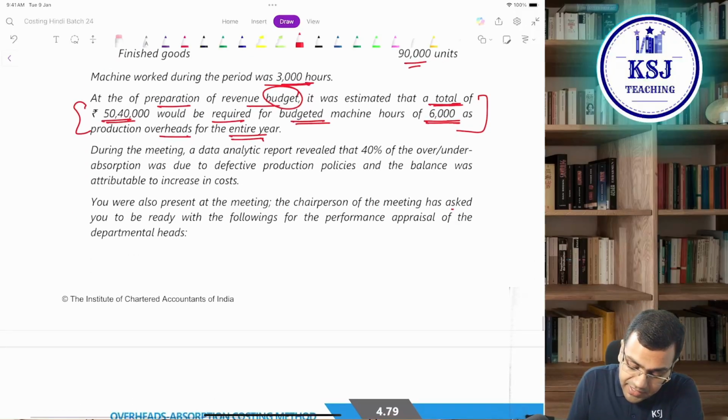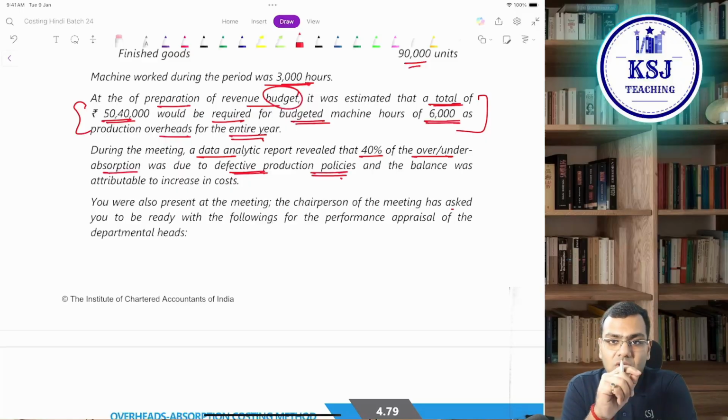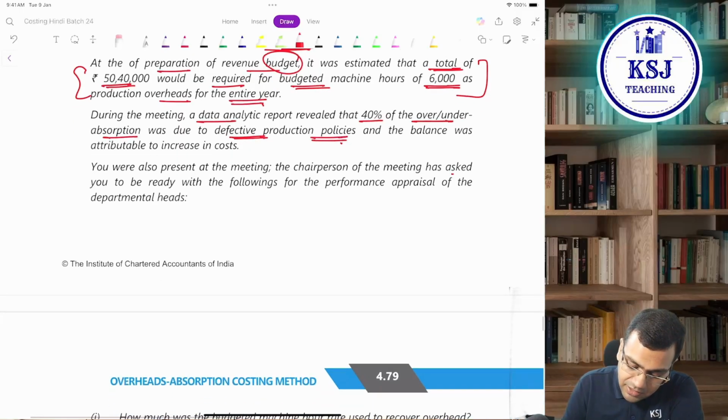During the meeting, a data analytic report revealed that 40% of the over or under absorption was due to defective production policies. So is this a normal reason or an abnormal reason? Sir, this is an abnormal cost. Whatever will be the under or over absorption, 40% is your abnormal reason. And abnormal reason means that part of the cost should go where? The abnormal cost will always go to costing profit and loss account, right? And the balance was attributable to the increase in cost.